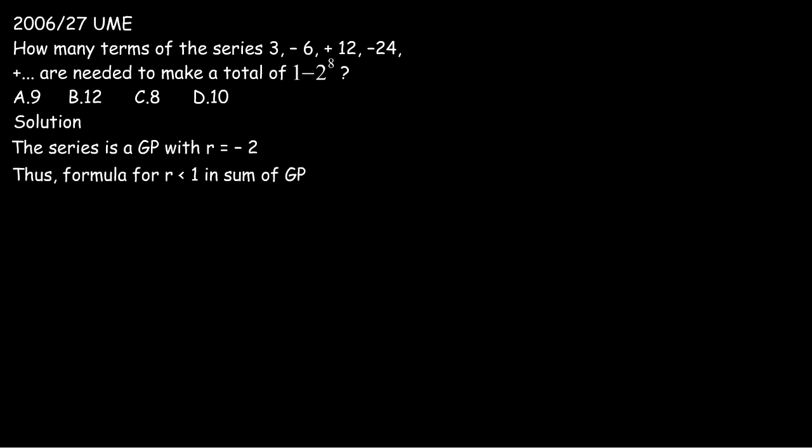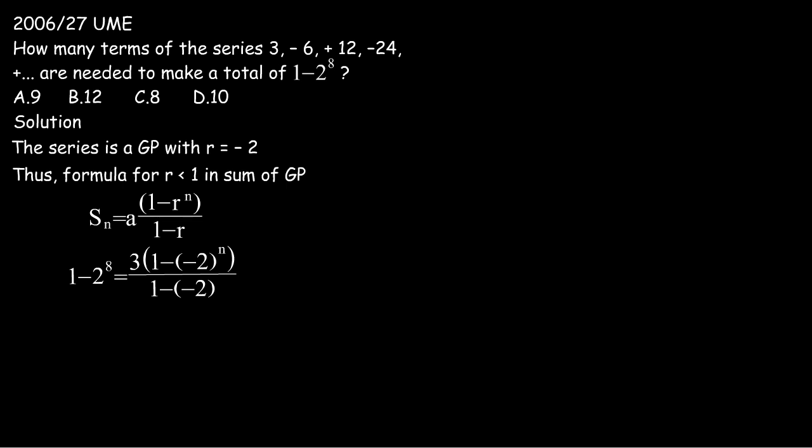Now since our r is less than 1, the formula we are going to be using is Sn equals a in bracket 1 minus r raised to the power of n, divided by 1 minus r. Substituting a and r in our equation, 1 minus 2 to the power of 8 will be equal to 3 in bracket 1 minus in bracket minus 2 raised to the power of n, divided by 1 minus in bracket minus 2. This simplifies to 1 minus 2 to the power of 8 equals 3 in bracket 1 minus in bracket minus 2 to the power of n, divided by 3. The 3 in our numerator and our denominator cancel out, so we are left with 1 minus 2 to the power of 8 equals 1 minus in bracket minus 2 raised to the power of n.